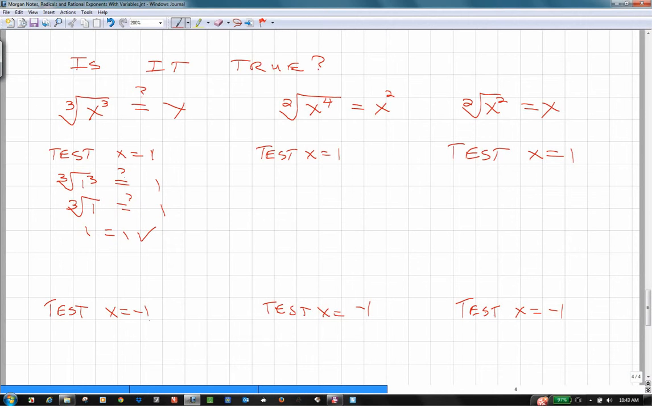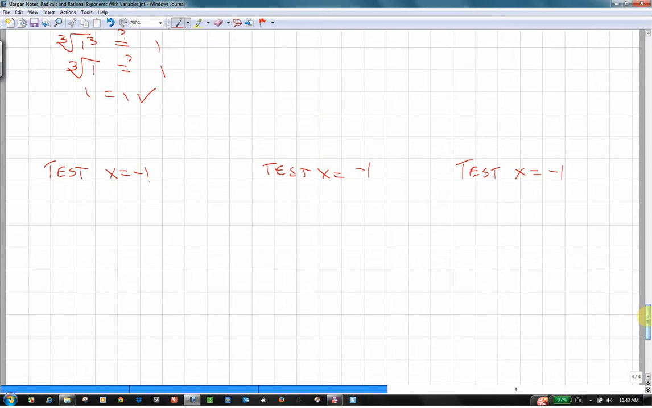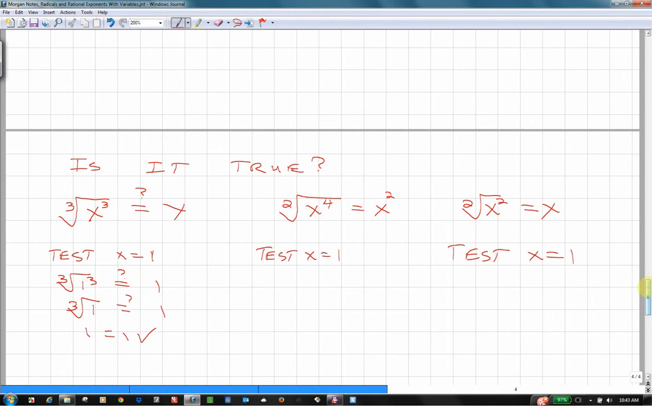Let's go down and take a look if I put a negative 1 in there. So I would have the cube root of a negative 1 cubed. Is that equal to a negative 1? The cube root of a negative 1 is negative 1. Yeah, that's true. And for situations where the index is odd, that's always going to be true.